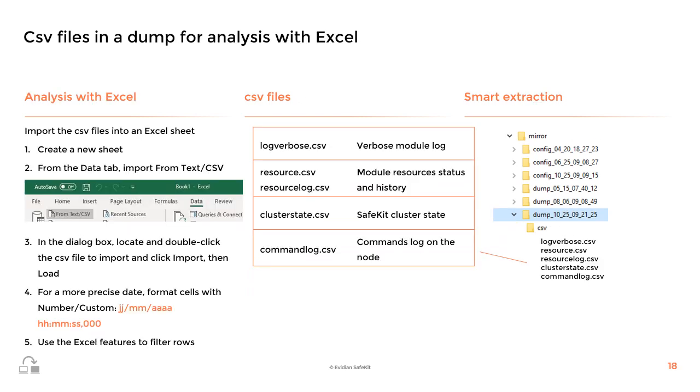To facilitate searching and sorting through messages, the dump also provides CSV files that can be imported into Excel. For instance, with the logverbose.csv file, once it's in an Excel table, you can easily apply filters to view only specific types of messages. This makes it much simpler to focus on the information you need. This is a way to present a detailed report to the client about an issue that occurred in the cluster, leveraging the full power of Excel.